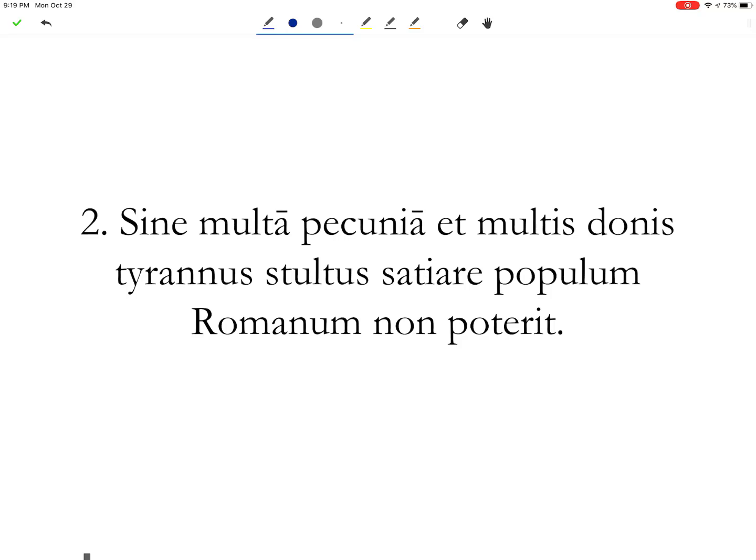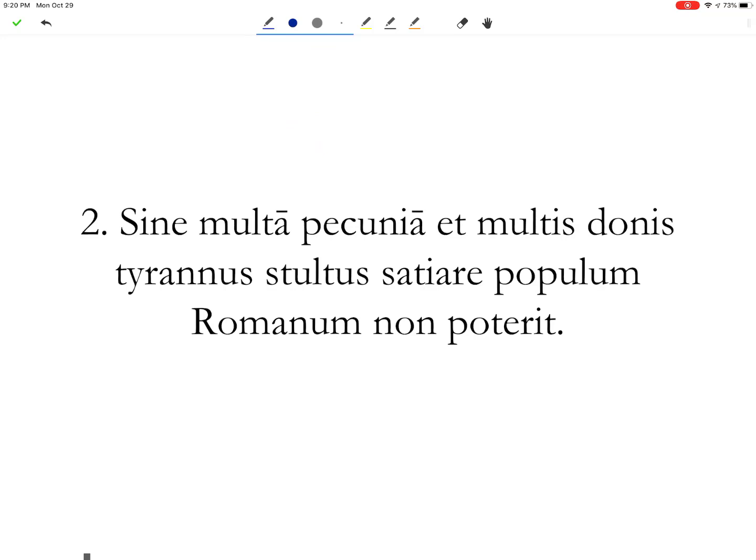So, sine, without, multa, pecunia, without much money, and many gifts. A tyrant, a foolish one. Now, this is where we want the verb, will be able, or in this case, will not be able, to satisfy the people, the Roman people. So, without much money and many gifts, a foolish tyrant will not be able to satisfy the Roman people. Notice, all I've done is switch the position of the verb to put it where we want it in English. So, if you get stuck sometimes, just stick with the word order. Don't try to hopscotch around too much. The verb is pretty much the only one you want to hopscotch with.